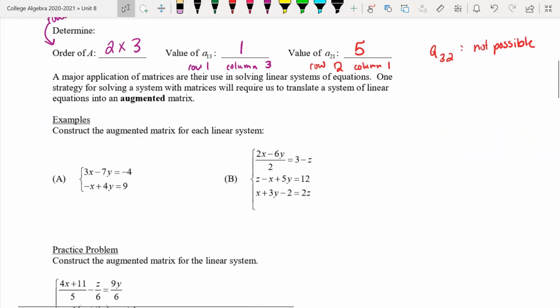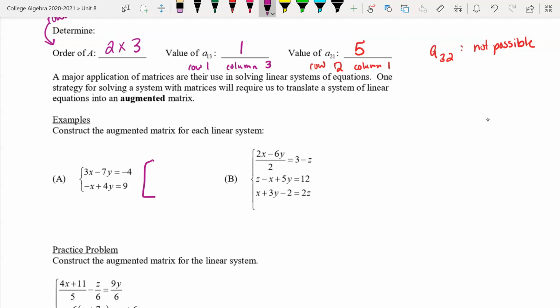All right? An augmented matrix, so the major application of matrices are used in solving linear systems of equations. One strategy for solving a system with matrices will require us to translate a system to an augmented matrix. So to construct the augmented matrix, here's what you do. You want to make sure your columns are lined up with x's, y's, and the numbers in your system.